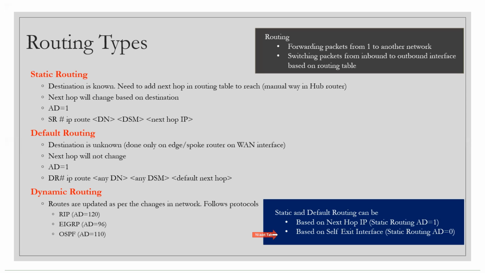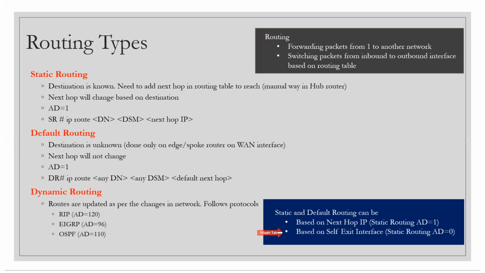Now, when I come to the lab, I will show you what exactly we mean by a self-exit interface. But static and the default routing can be done either with the help of next hop IP or with the help of self-exit interface. With static routing, your AD is 1 when you're using a next hop IP. However, the interesting point is that when you are using a self-exit interface, the static routing AD turns to 0.